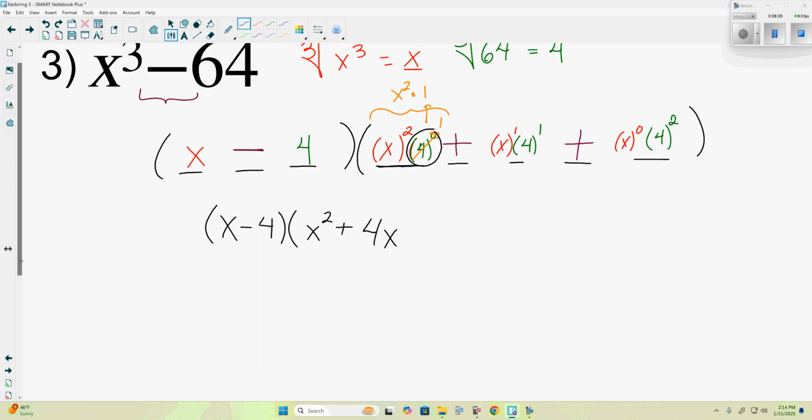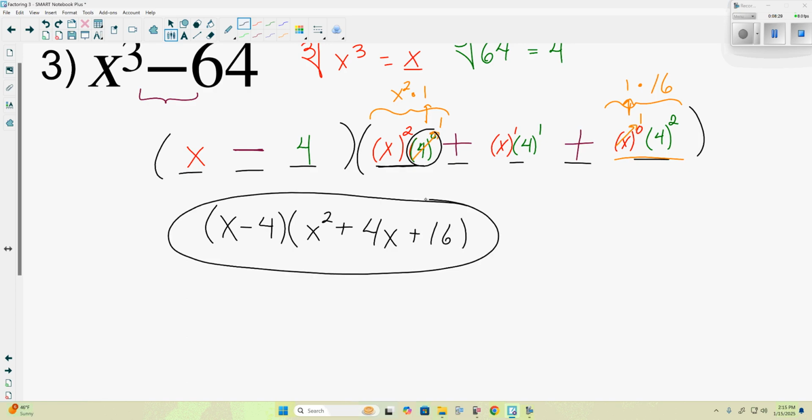And then the last one, well, again, anything to the 0 power is 1. So for our x to the 0, we just have 1 times our 4 squared. Well, what is 4 squared? 16. So in this last spot, we just have 1 times 16, which is plus 16. And that's it. That is one of the nice things with the sum and difference of 2 cubes, is that it's going to factor like this every single time.